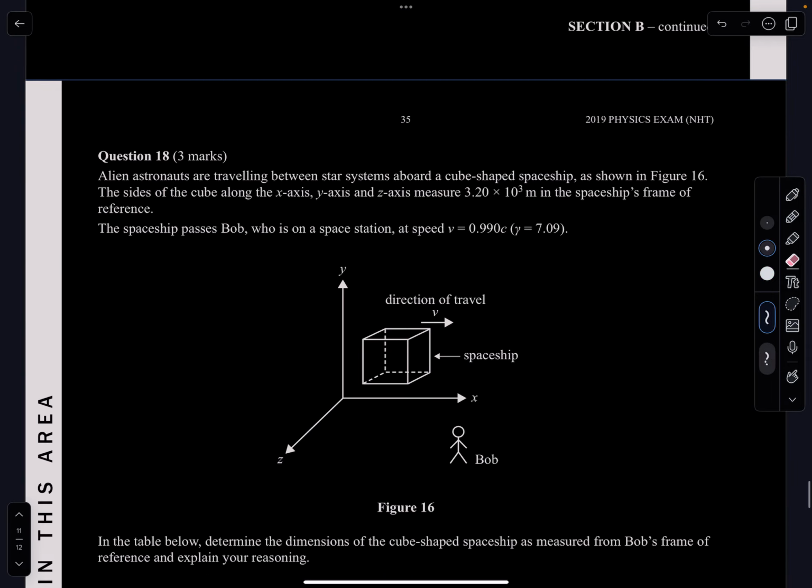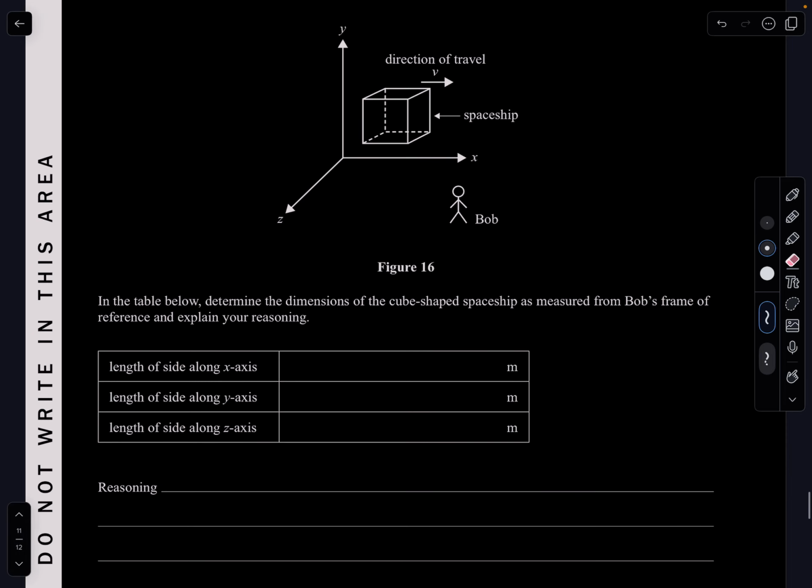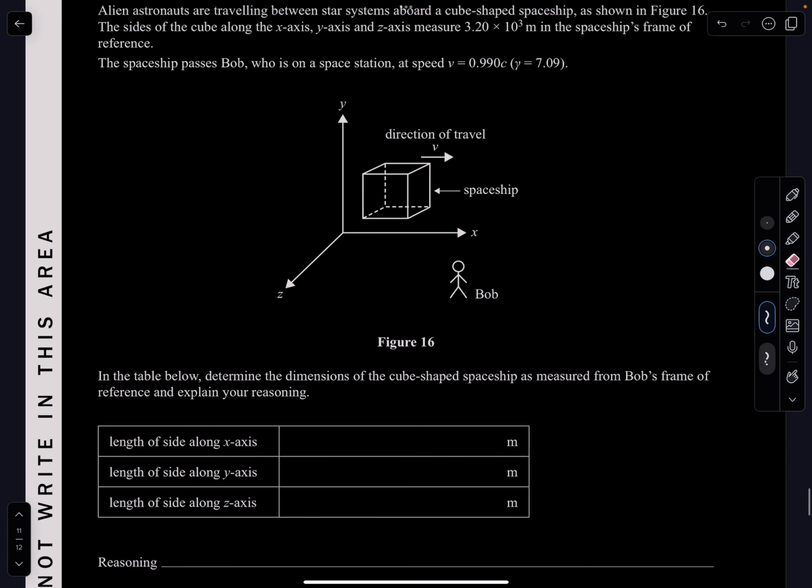Beautiful. Question 18. Alien astronauts are traveling between star systems aboard a cube-shaped spaceship as shown in figure 16. The sides of the cube along the x-axis, y-axis, and z-axis measure to be this, so they all have the same length in the spaceship's frame of reference. The spaceship passes Bob, who is on a space station, at a speed of this. In the table below, determine the dimensions of the cube-shaped spaceship as measured from Bob's frame of reference and explain your reasoning. Okay, this is a beautiful question. I've seen this in the NEEP exam, so this is nice.